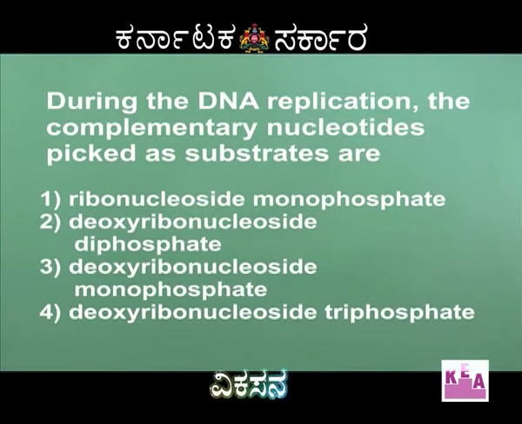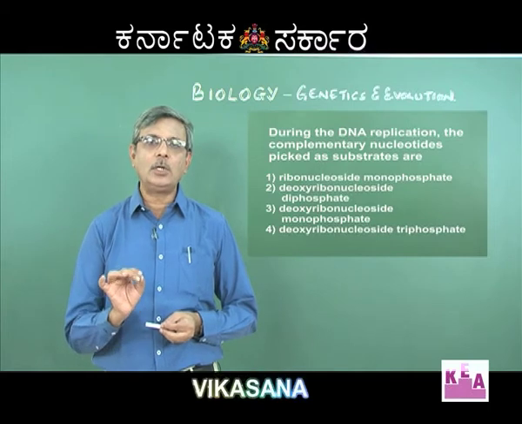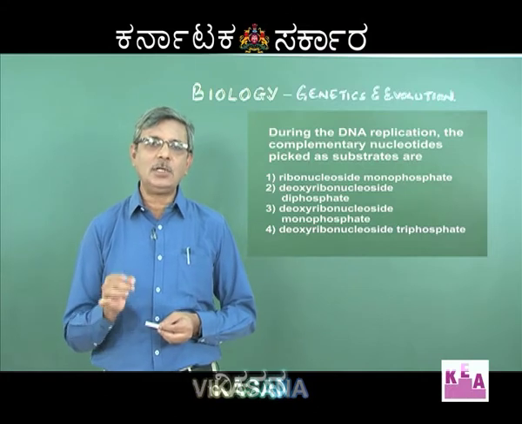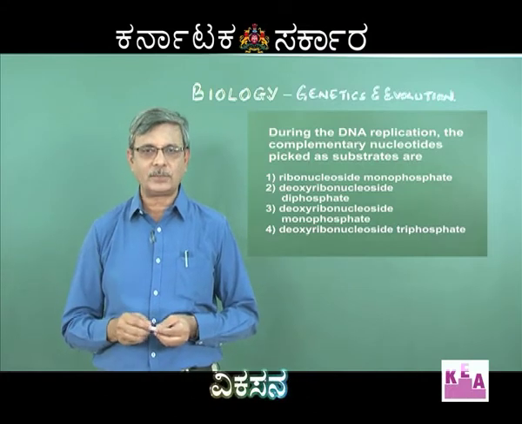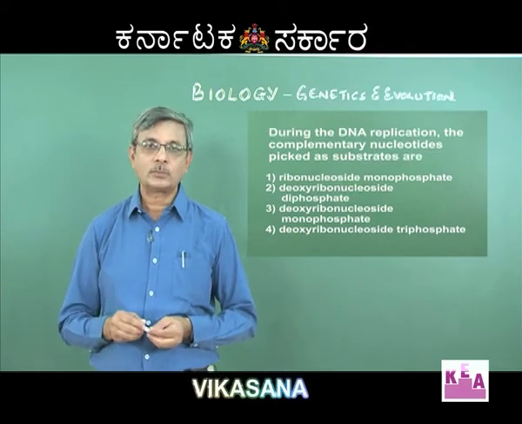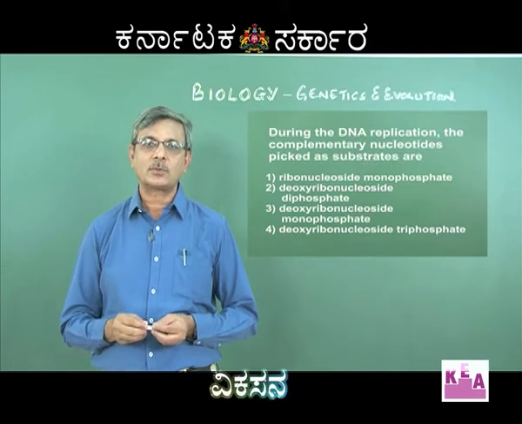Now we have to look into options 2, 3 and 4. Deoxyribonucleoside diphosphate, deoxyribonucleoside monophosphate. So remember, when we look into the DNA structure, it is nothing but a polymer of deoxyribonucleotides. That means each nucleotide is going to have one phosphate. So we think that the answer may be 3, but not so. Remember, replication is an energy expensive process.